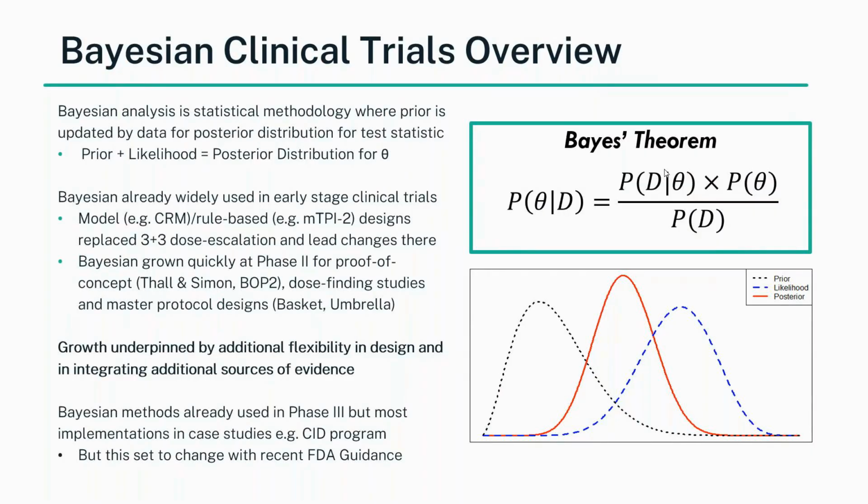And so Bayesian methods are already used in phase 3, and we've seen implementations, particularly for borrowing, or for pediatric extrapolation or similar concepts. You can see the complex innovative design program if you want to see some case studies of that. But the major milestone that we're going to spend a lot of time on today is this recent draft guidance published on Bayesian analysis.